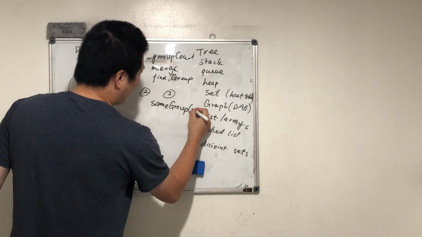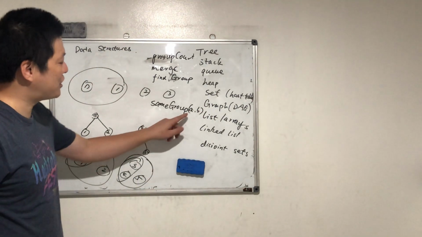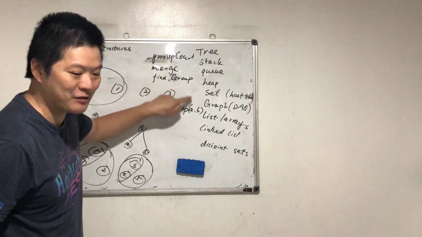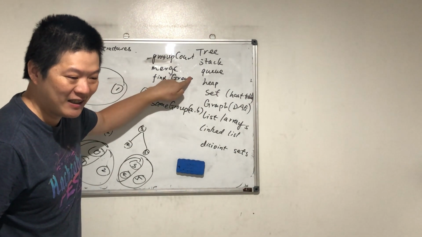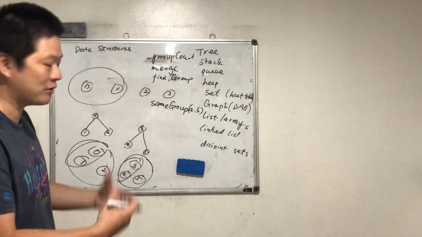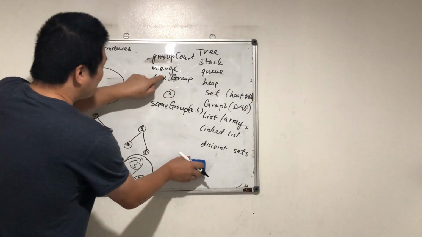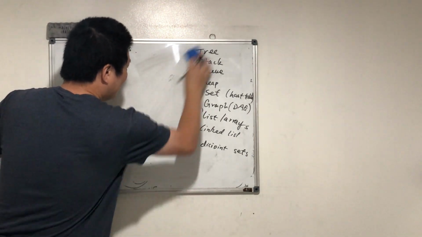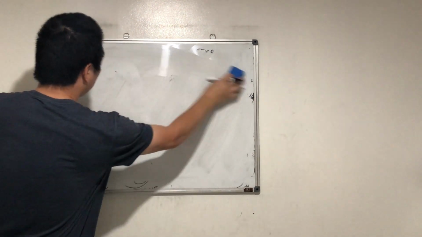How do you implement same group? Given 2 numbers, A and B, you just need to check if the group is the same. Find group A equals find group B, right? If they are the same group, they belong to the same group number, okay? So that's easy. Look, how can we do this?